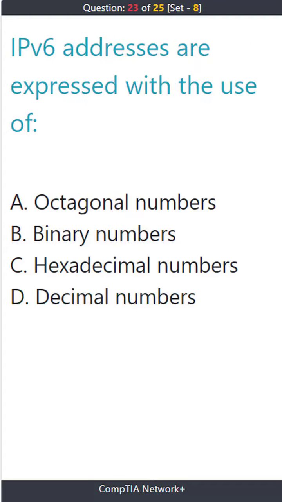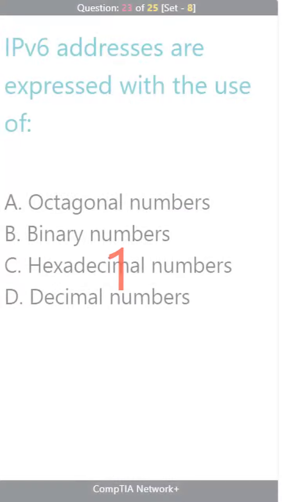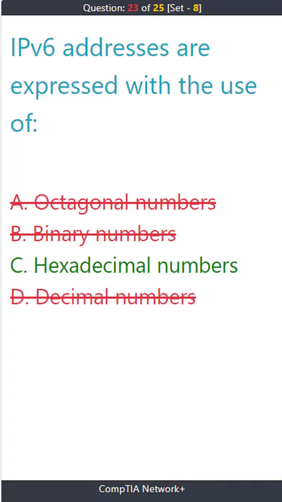Question 23. IPv6 addresses are expressed with the use of A. Octagonal numbers, B. Binary numbers, C. Hexadecimal numbers, D. Decimal numbers. The correct answer is C. Hexadecimal numbers.